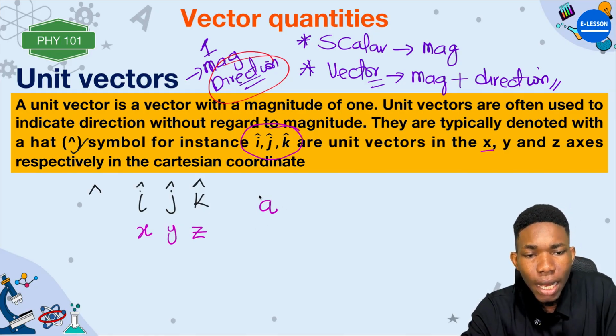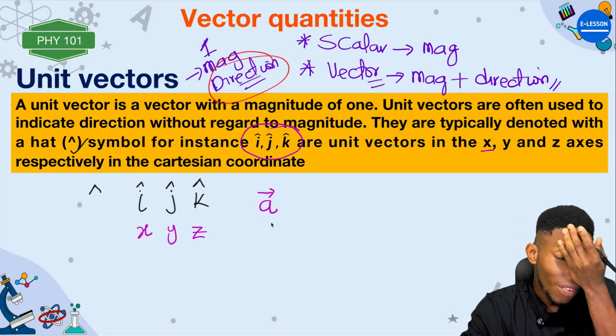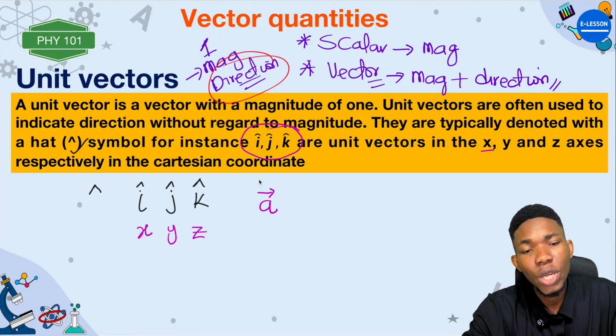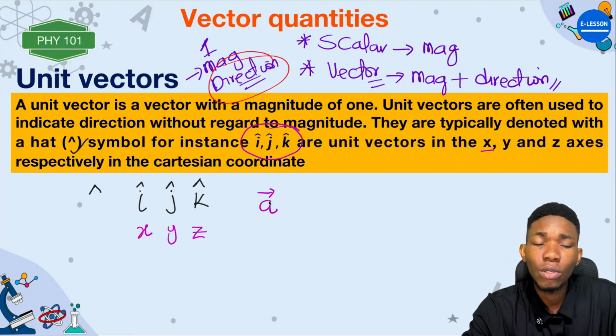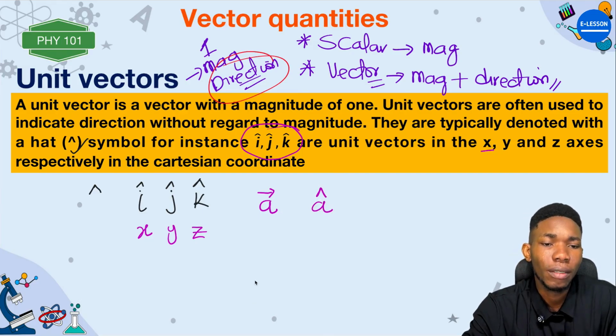So if I want to know the direction of this vector, most calculations will involve me getting the magnitude first, then the direction. However, if you want to get the direction quickly for this particular vector without going into much detail, all you need to do is find the unit vector of what? Vector A. Find what, my dear student? The unit vector of vector A.